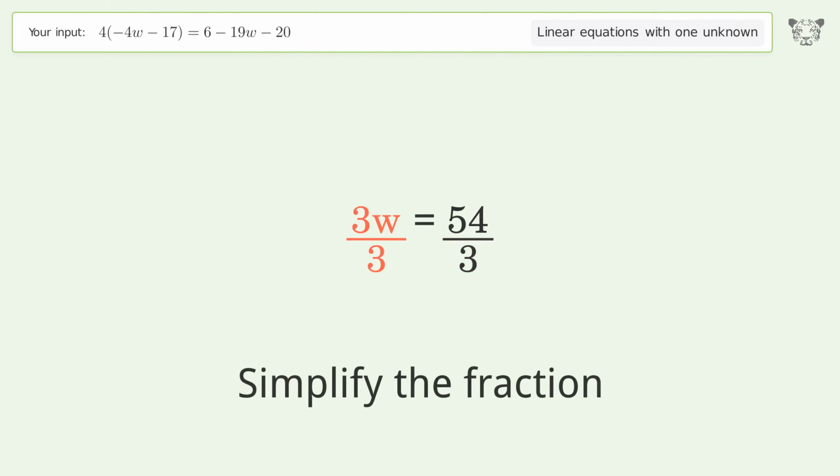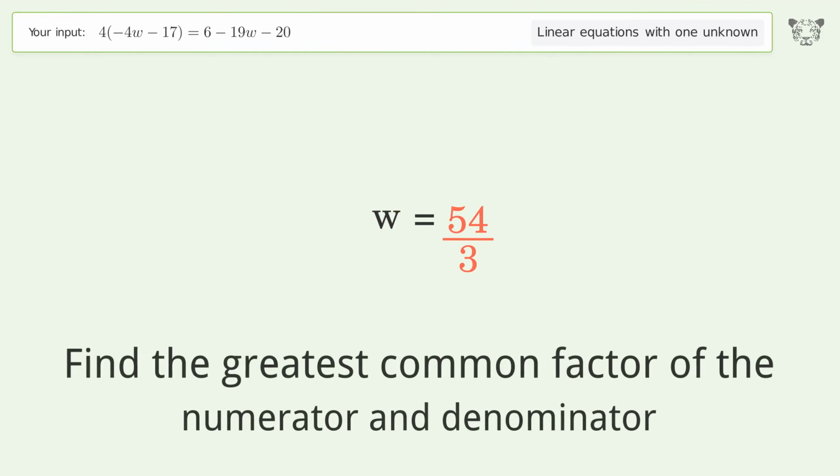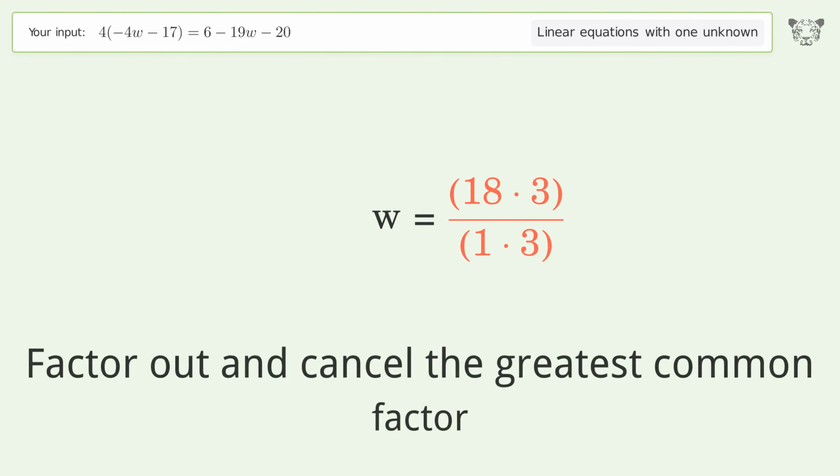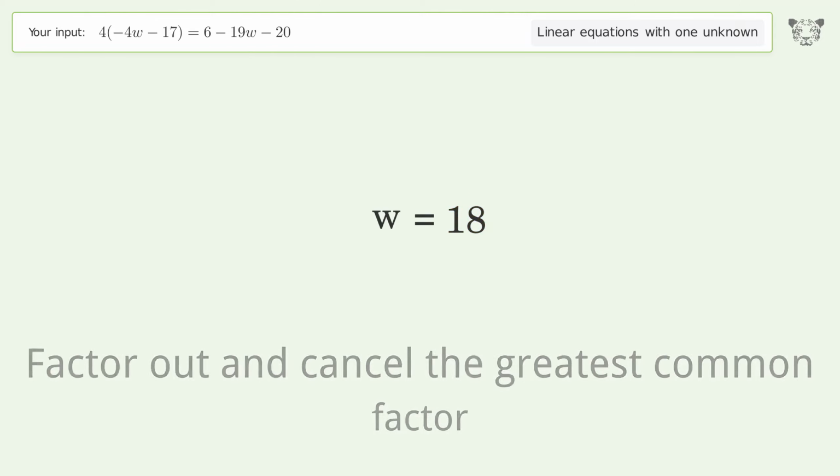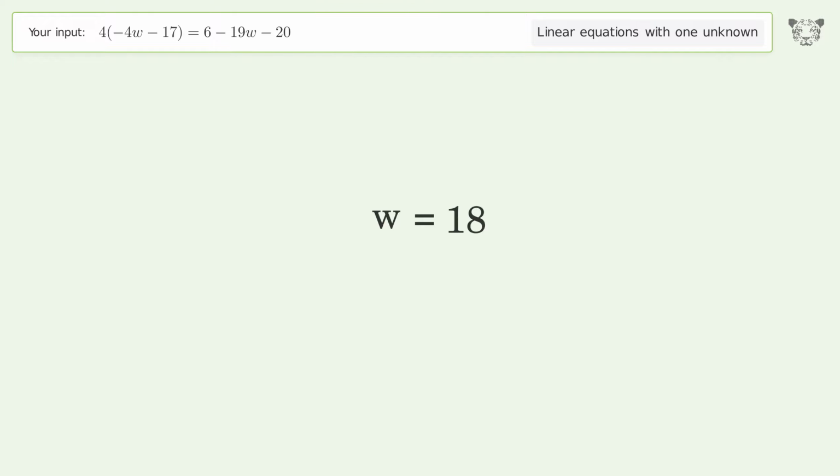Simplify the fraction. Find the greatest common factor of the numerator and denominator. Factor out and cancel the greatest common factor. And so the final result is w equals 18.